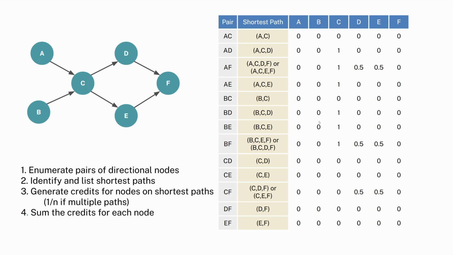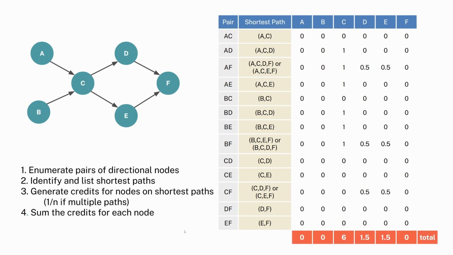Once we calculate each of these points, we can then sum them up. So A gets 0. It does not fall between any shortest path because it's the beginning of the line. B and F also get 0. They're all at terminals. C is our highest betweenness score with a score of 6, and then D and E both get 1.5. Remember, the 0.5 comes from there being multiple ways to get from one place to another.